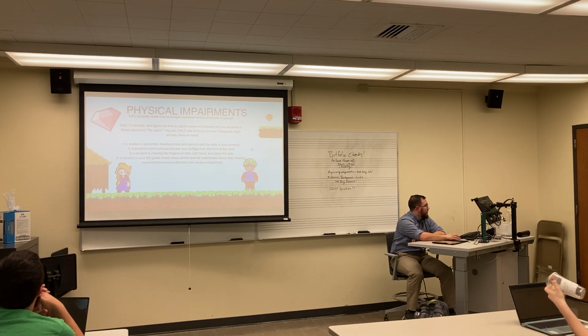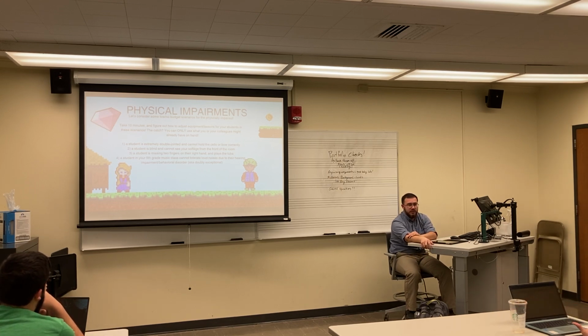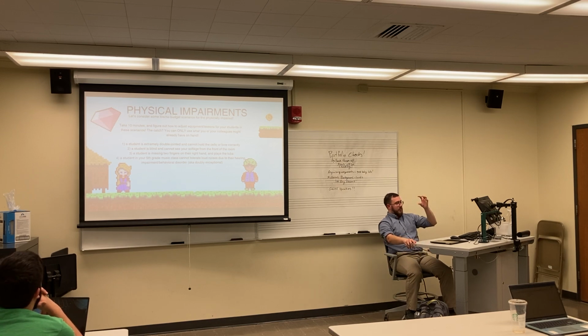So let's talk about some physical impairments, and we'll have just enough time to make this happen. Let's do each of these four in each group. This is adjusting for physical impairment. A student is extremely double jointed and cannot hold their cello or their bow correctly.